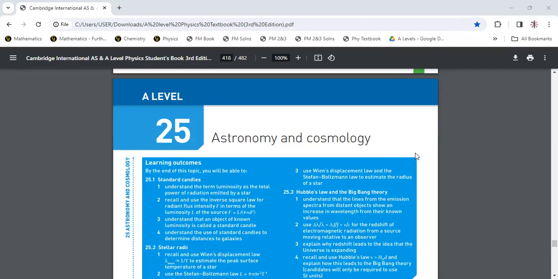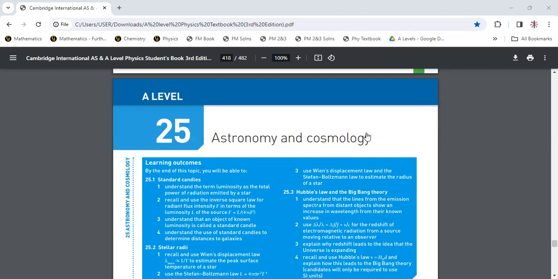Hello, today we'll be covering the final chapter, which is chapter 25 in Physics A Level 9702, titled Astronomy and Cosmology. This is following the updated syllabus in 2022. So we'll learn a few things here, for example, standard candles, stellar radii, Hubble's law, and the Big Bang theory.